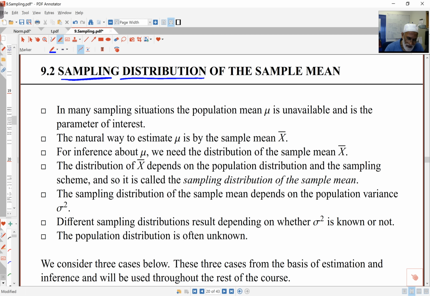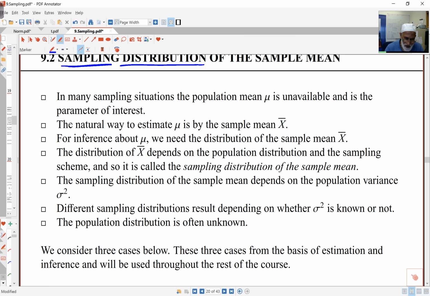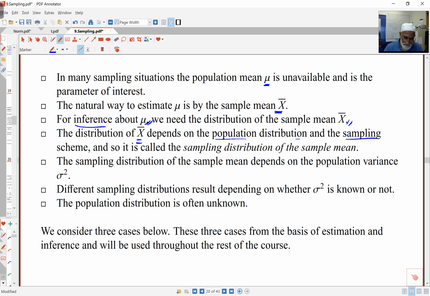So, basic ideas: in any situation, the population mean mu is unknown, and the natural way to estimate this is to use my sample mean x bar. And inference, meaning decisions about mu, whether it has changed or is the same as before, will require the distribution of the sample mean x bar. And the distribution of this x bar depends on the population distribution and the sampling scheme. That's why it's called the sampling distribution of the sample mean. Also, sigma squared will come in there somewhere as well.